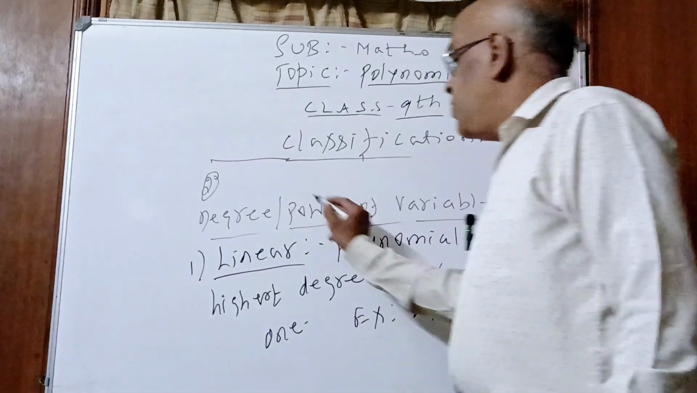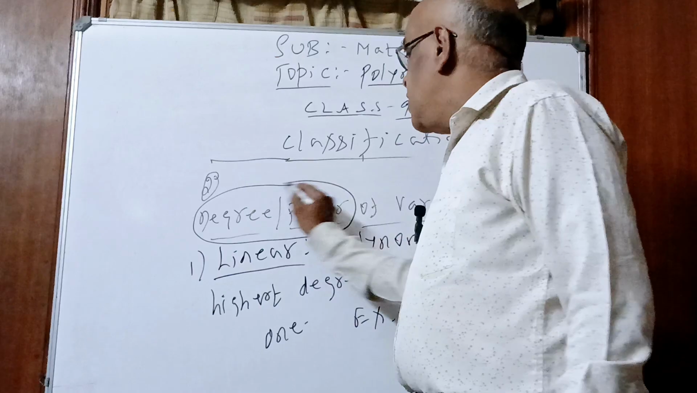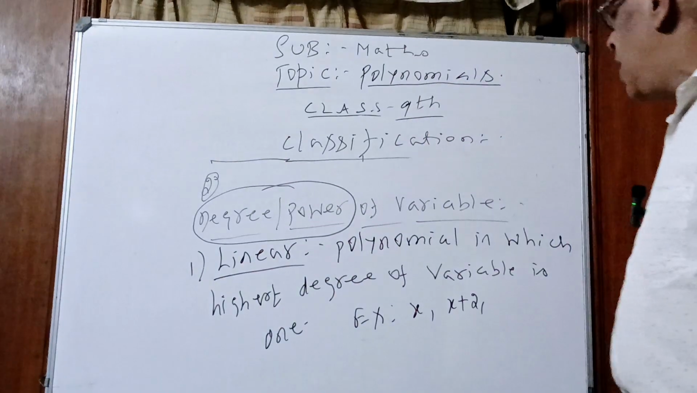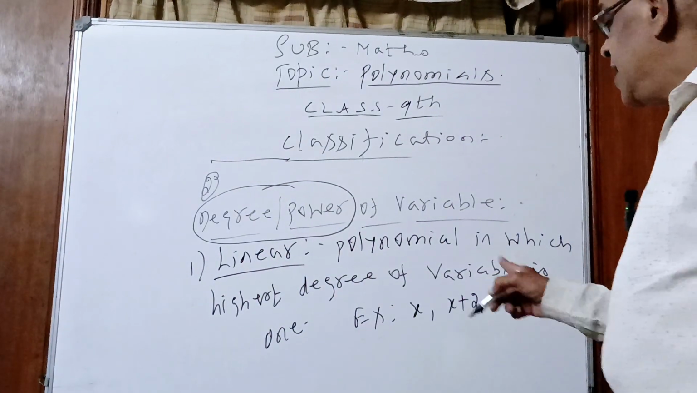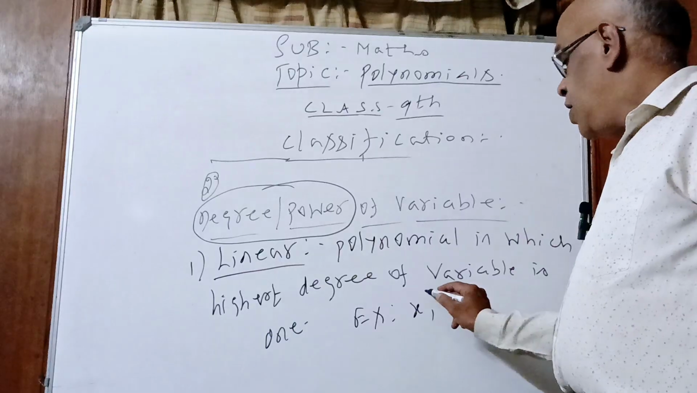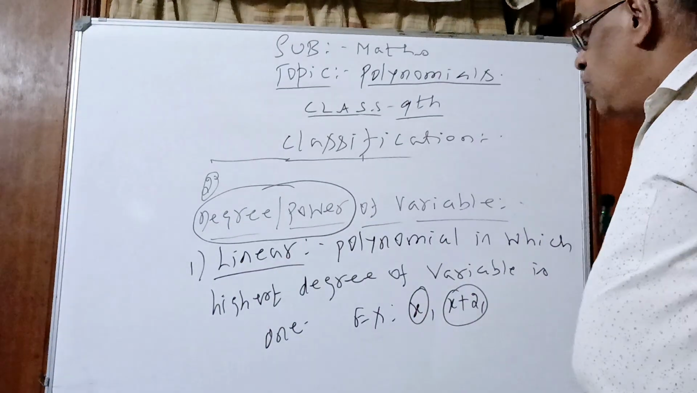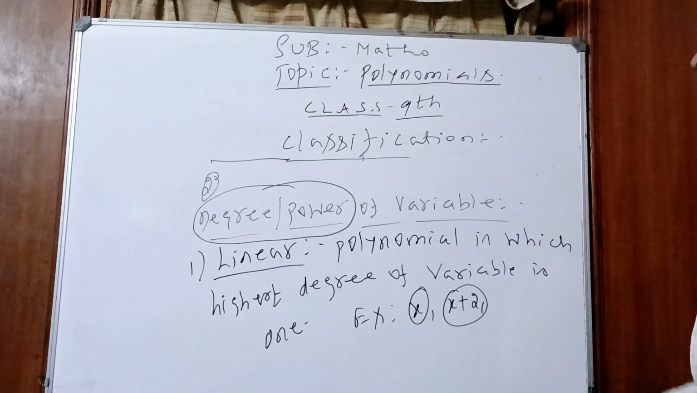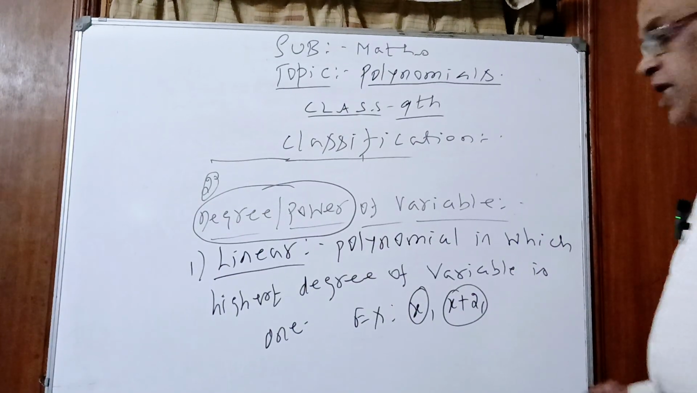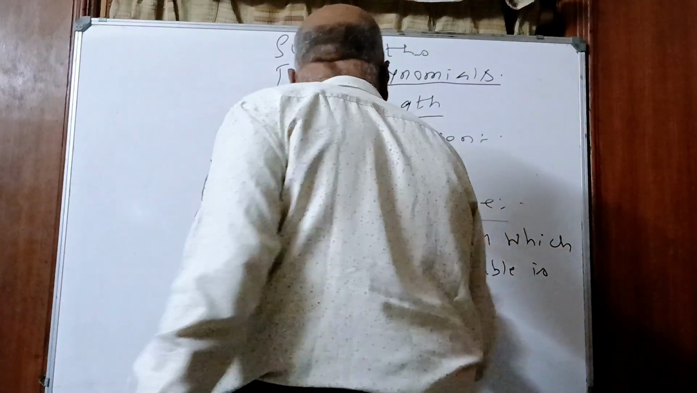Now we are talking about based on degree or power of the variable. It is linear polynomial. Polynomial in which highest degree of the variable is 1. It is monomial. This is binomial based on terms. Here since there is only one variable, and its highest degree is 1, it is called linear polynomial. Yes or no, children? Yes.